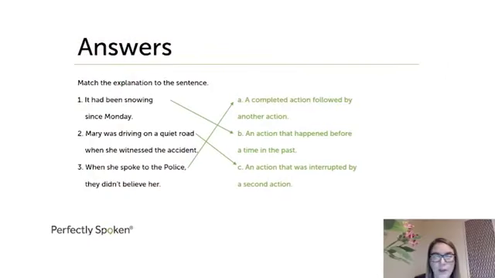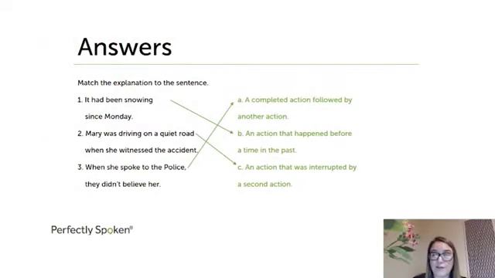You have a continuous tense interrupted by something else. So in our example here, Mary was driving, past continuous, when she witnessed, past simple, the accident. And this is what I want us to practice. So using a past continuous, but it's interrupted by something else. Something happened in the middle of this.